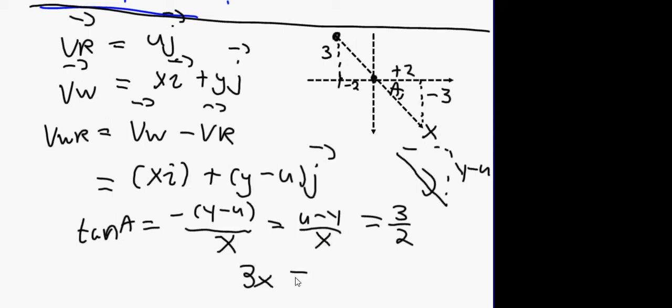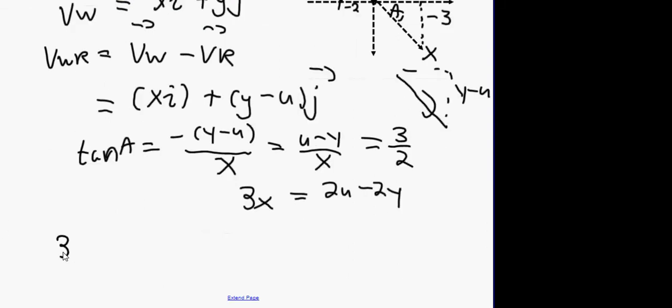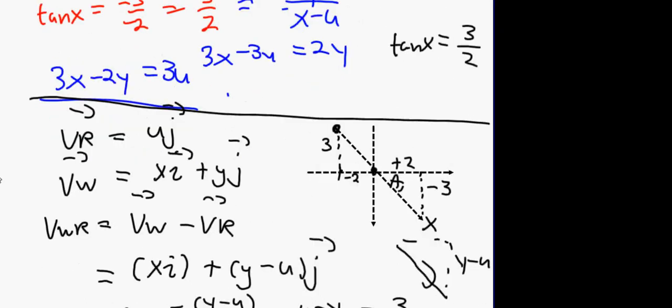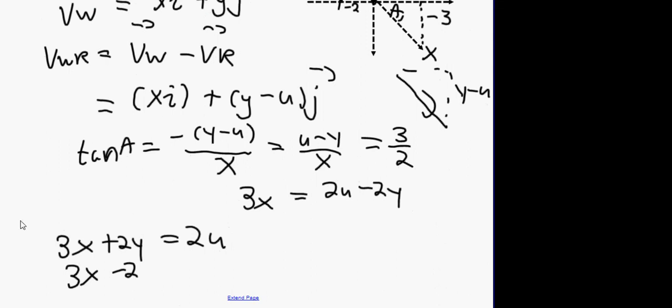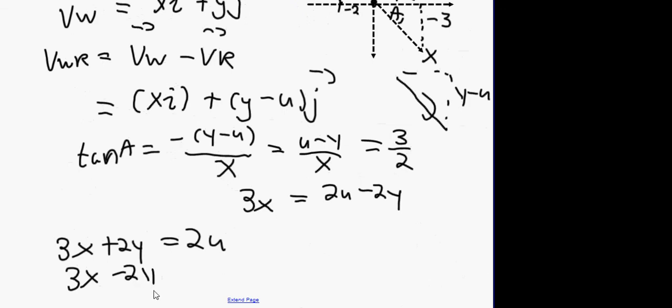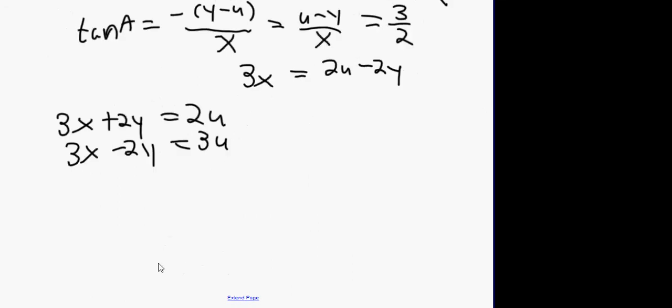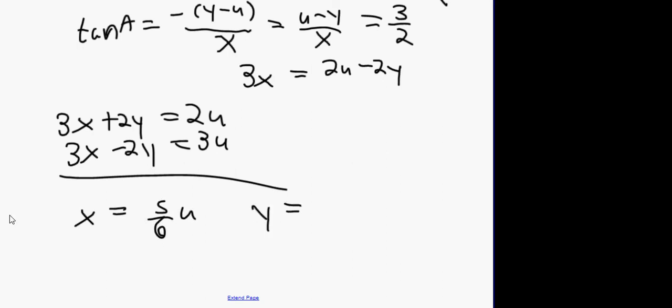Now we're going to get 3x equals 2u minus 2y, and then we're going to get 3x plus 2y equals 2u. The other equation was 3x minus 2y equals 3u. And then when we solve this, we're going to get x equals 5 over 6u. And we're going to get y equals minus u over 4, when you solve that equation simultaneously, okay?